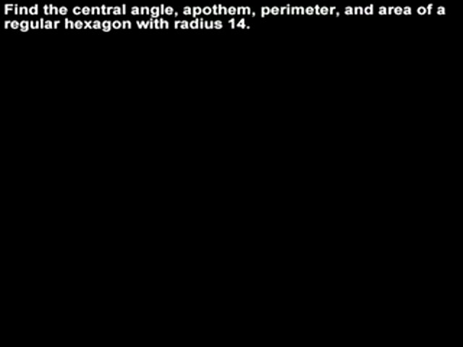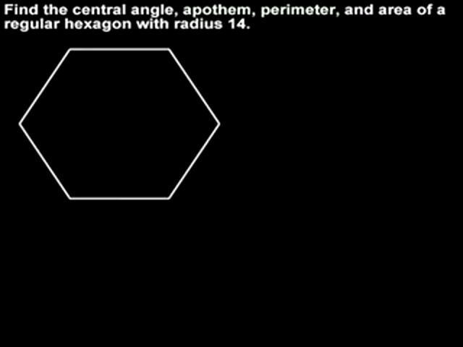Find the central angle, apothem, perimeter, and area of a regular hexagon with radius 14. Let's start this problem by drawing a picture of a regular hexagon with a radius of 14.